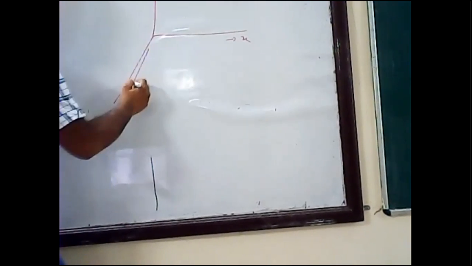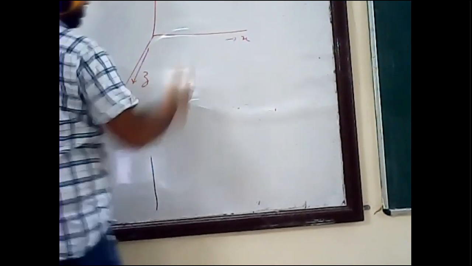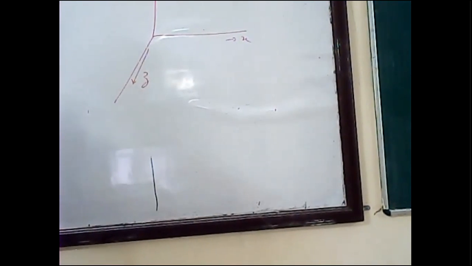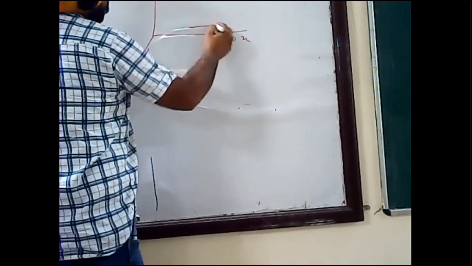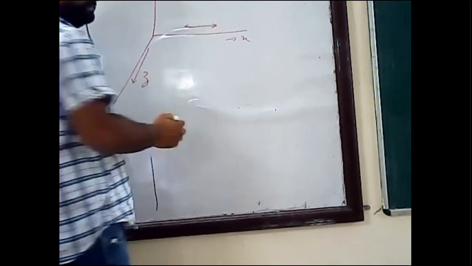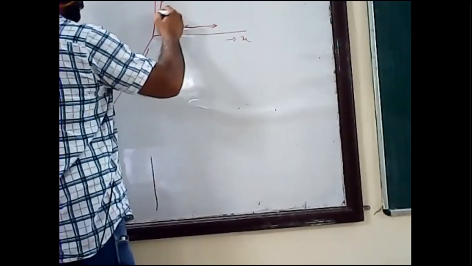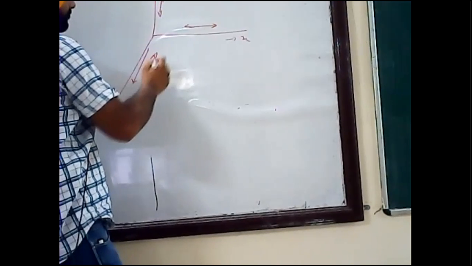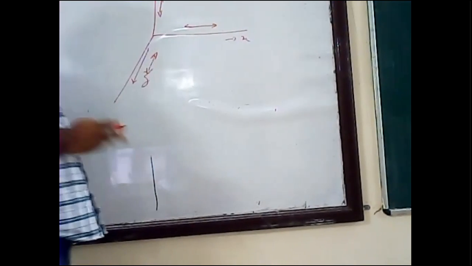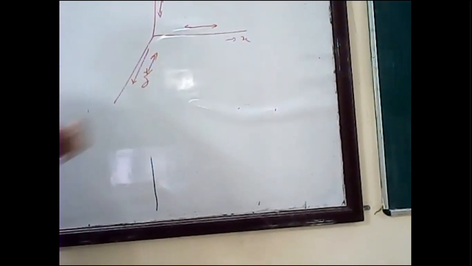X, Y, and Z. These are the three coordinates in 3D. Now, an object can move in X direction, an object can move in Y direction, up and down, and it can move in Z direction. So these are the three degrees of freedom.